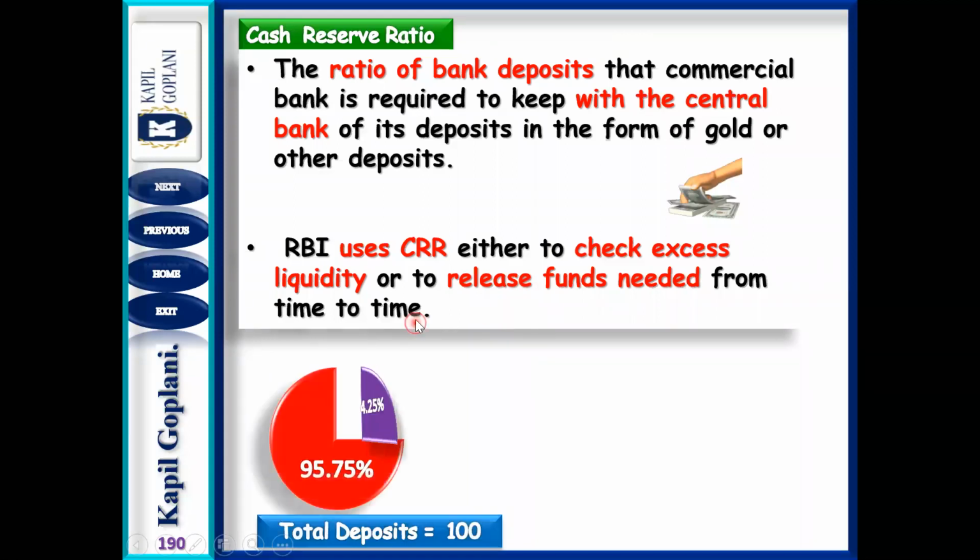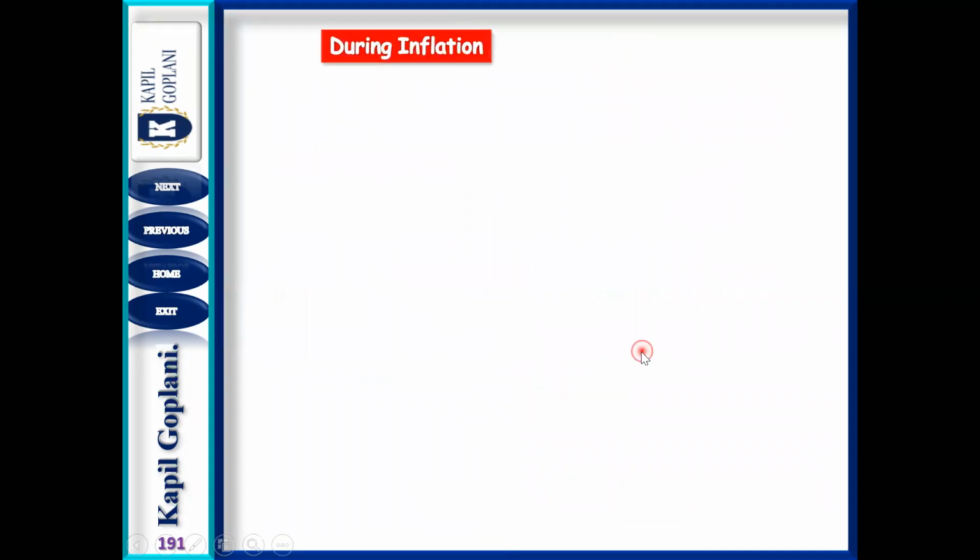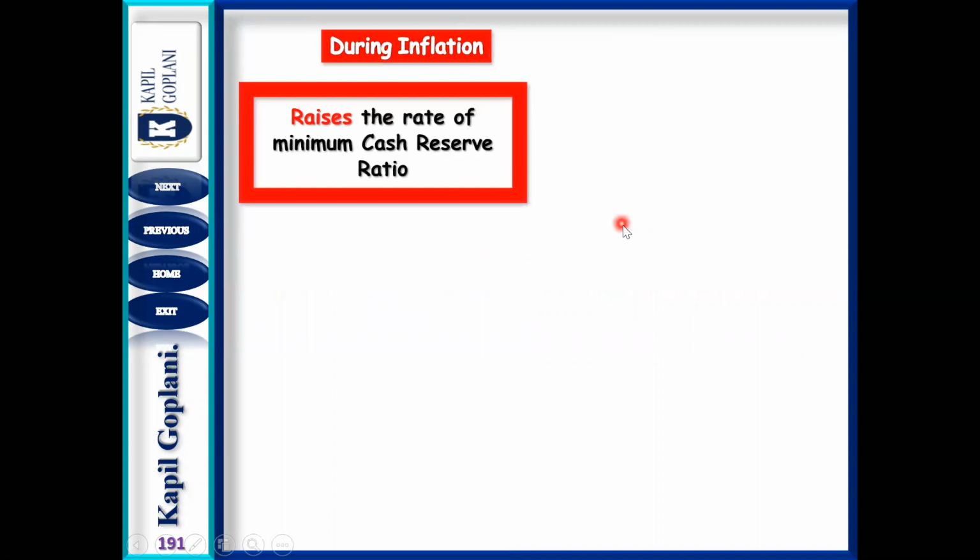See here, an example is given. Suppose CRR is 4.25 and total deposits are 100. So you have to keep 4.25% of your total deposits with the RBI in the form of CRR. Okay, these slides were made in 2012, so CRR at that moment was 4.25. Now you can search on Google: what is the current CRR?